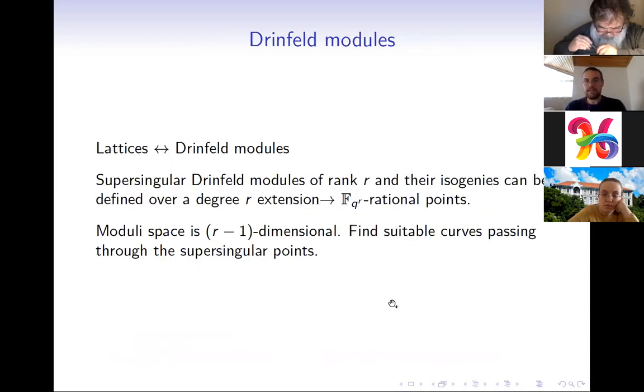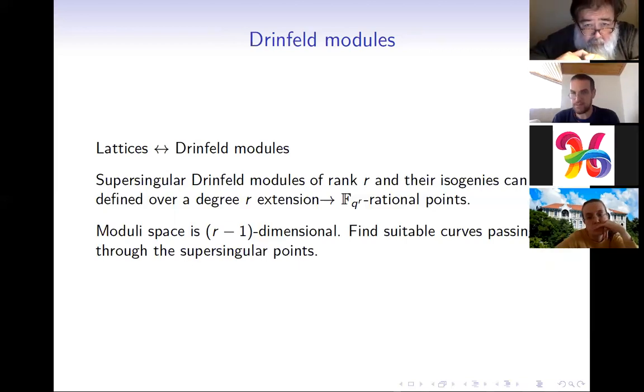Yeah? So these lattices are what will correspond to Drinfeld modules. So rank 2 lattices inside the complex plane were just elliptic curves, and the function field analog would be Drinfeld modules. But then you have Drinfeld modules of arbitrarily high rank. Yeah, and a nice thing is that if you look at supersingular Drinfeld modules of rank R, then they can be defined over a degree R extension of F_q, let's say, after reduction. So you get many F_q^R rational points on the corresponding moduli space.